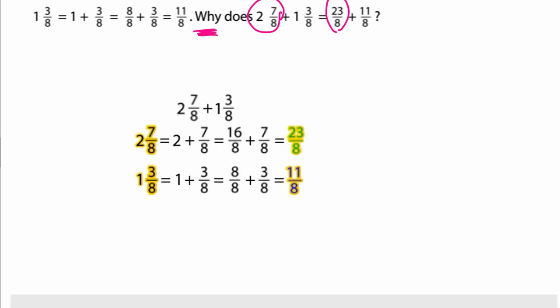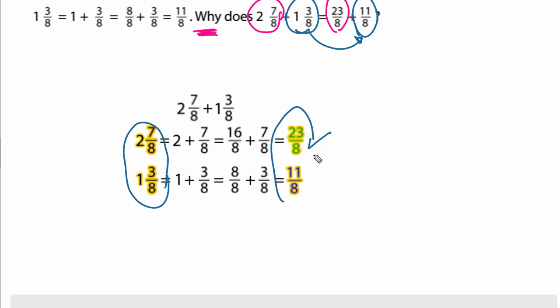So, my heroes, as you can see here, this mixed number is equal to 23 over 8. And also 1 and 3 eighths is equal to 11 eighths. So simply, instead of adding these two, we can add these two. Okay, let's see.